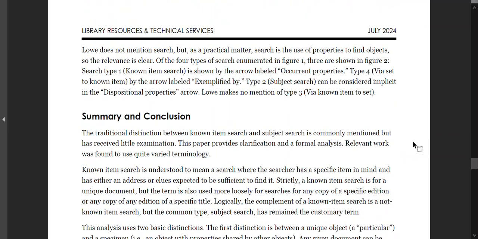Lowe does not mention search, but as a practical matter, search is the use of properties to find objects, so the relevance is clear. Of the four types of search enumerated in Figure 1, three are shown in Figure 2. Type 1, known item search, is shown by the arrow labeled current properties. Type 4, via set to known item, by the arrow labeled exemplified by. Subject search can be considered implicit in the dispositional properties arrow. Lowe makes no mention of type 3.